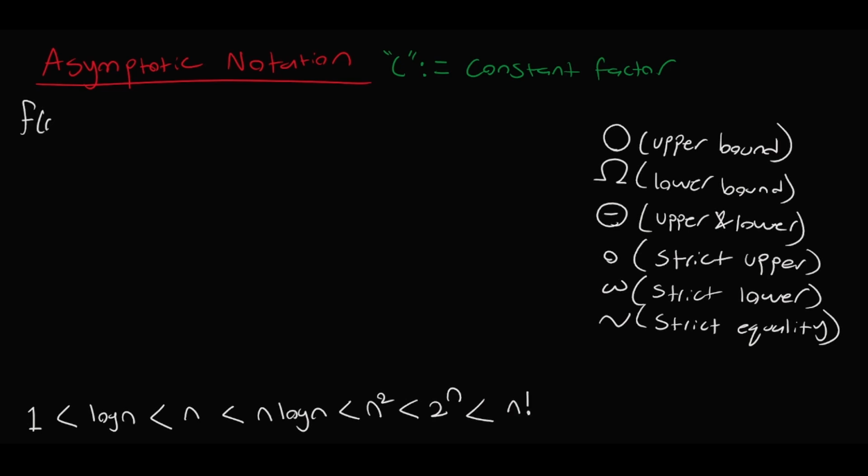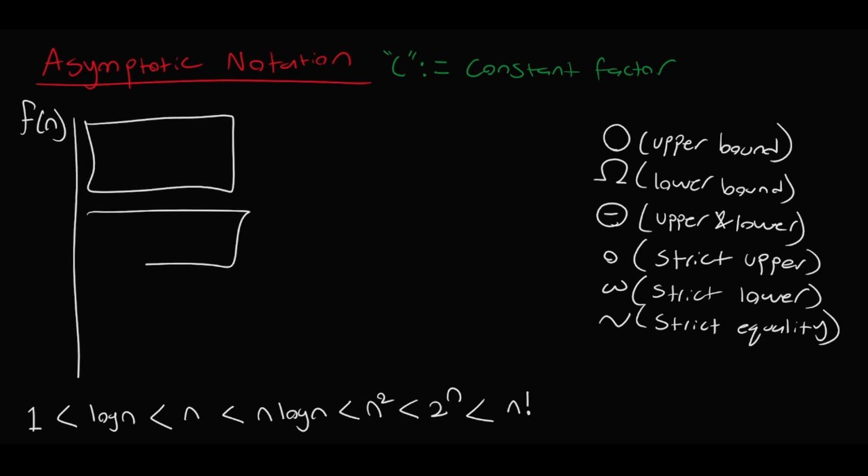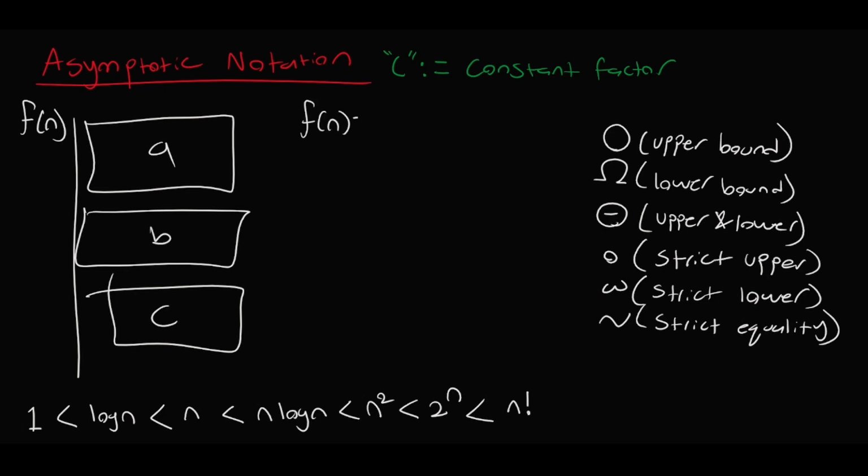Now let's say we wanted to evaluate f of n. Let's say f of n was comprised of 3 main functions: function a, function b, and function c. We can say that f of n is equal to a plus b plus c. This is to say that a does its own thing, b does its own thing, and c does its own thing. If these are disjoint functions, and we represent them with the plus, then f of n is comprised of a plus b plus c.